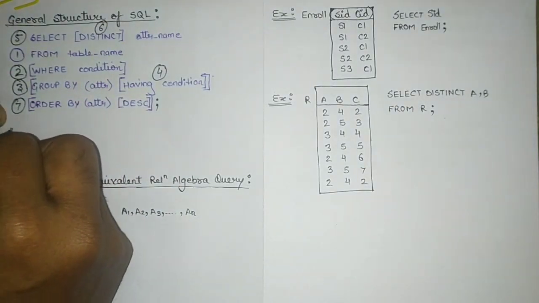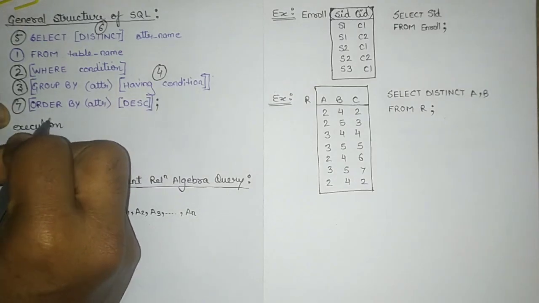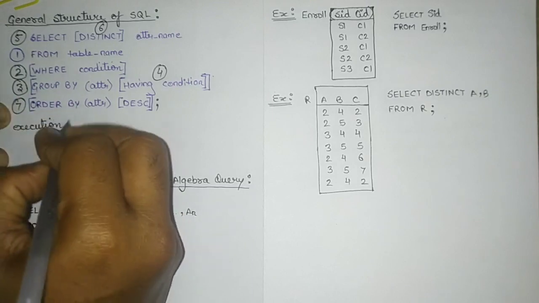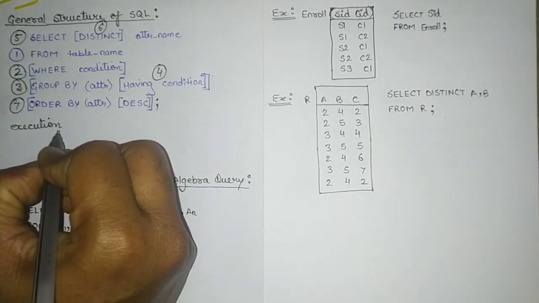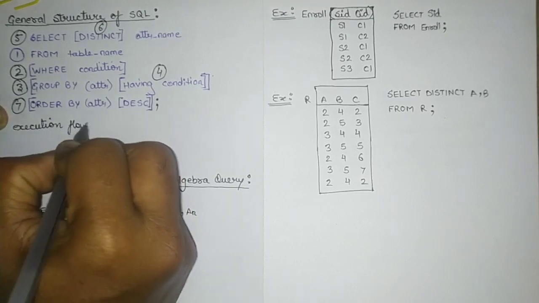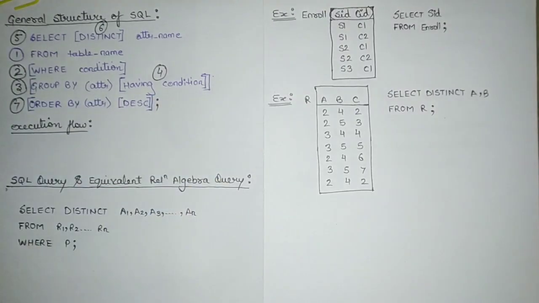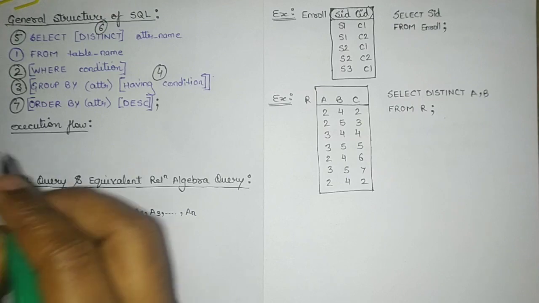Let me write down the execution flow. In case you have any problem understanding, just bear with me for a few minutes. You will get a clear idea why I am telling all these things, because so many things are interconnected in this video. This general structure and the next thing, the equivalent relational algebra query, are interrelated. So just be with me, and you will easily get what the matter is.